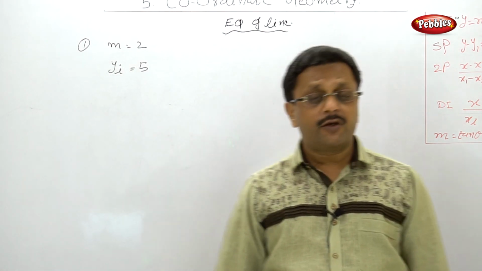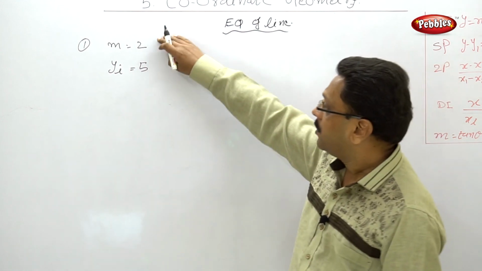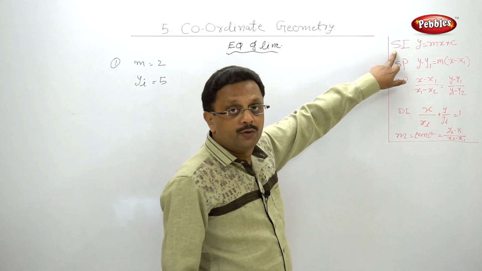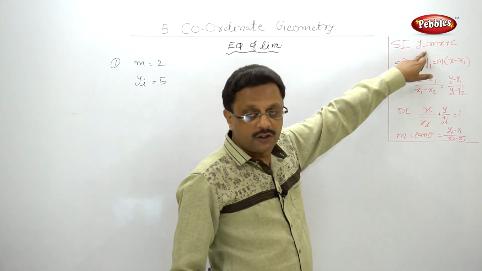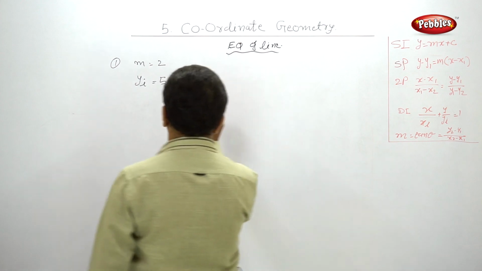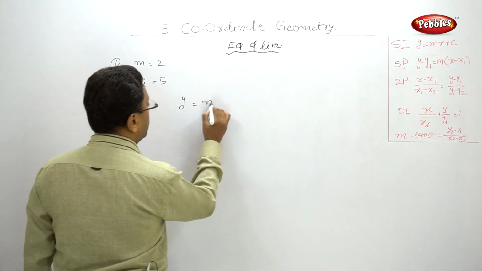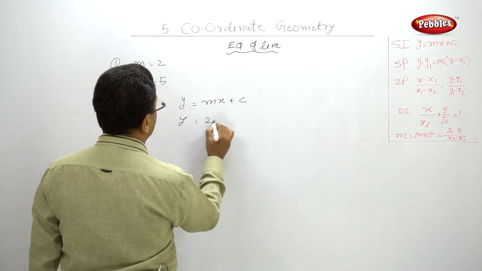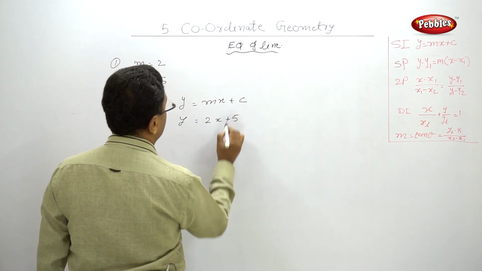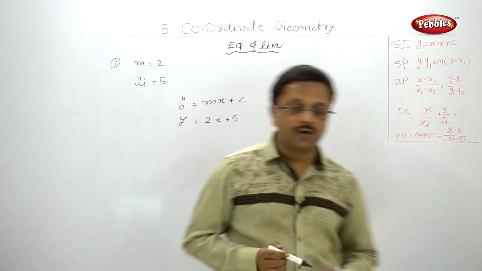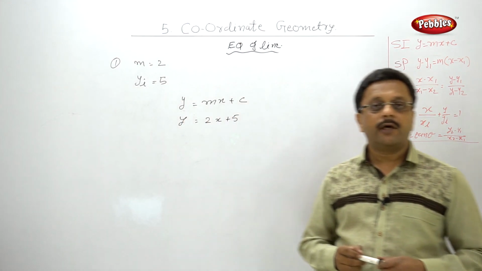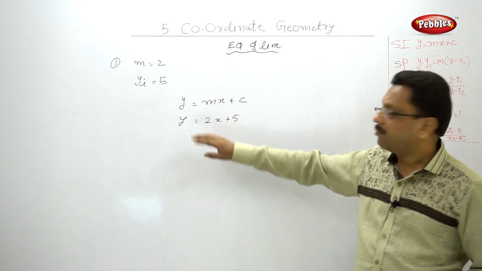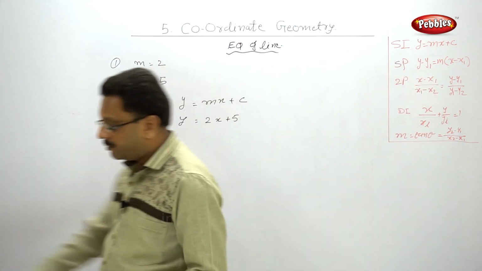Very simple. Which form will you use? Slope intercept form, that is the SI form, and you will use this form, y is equal to mx plus c. So y is equal to 2x plus 5. This is the equation of line. You should write this answer. Very easy, simple. Let us see another example.